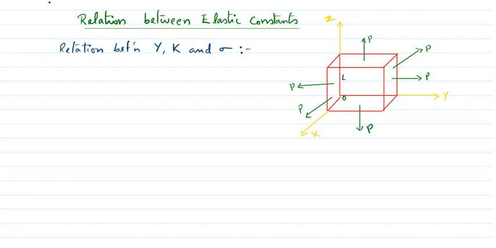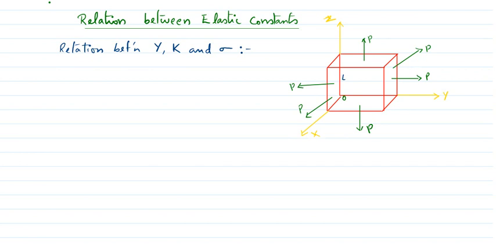You can see here, we are applying a uniform normal stress P over the entire surface. Then you can see the normal stress is parallel to each axis. The stress P acting parallel to x-axis will produce an extension parallel to x-axis and compression parallel to y and z axis.